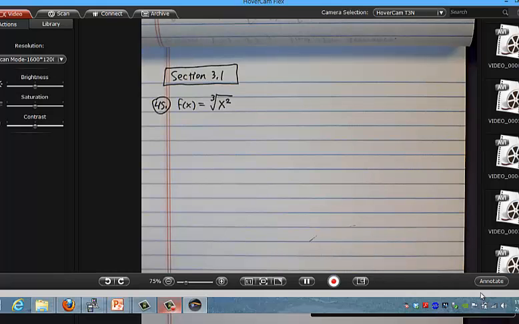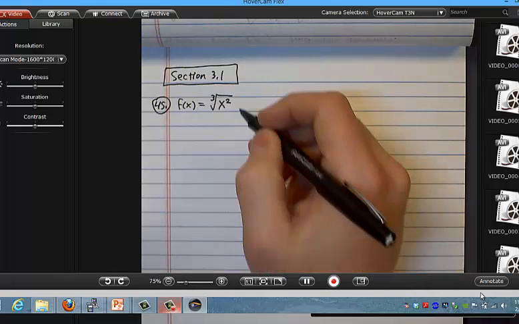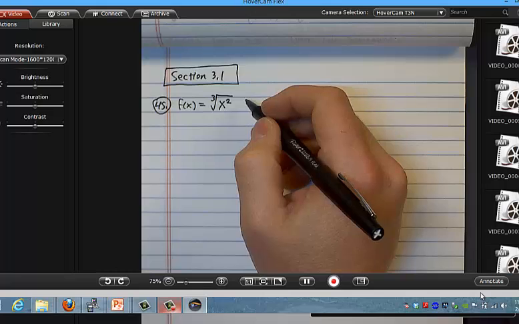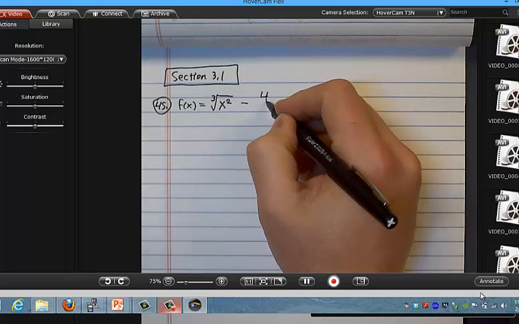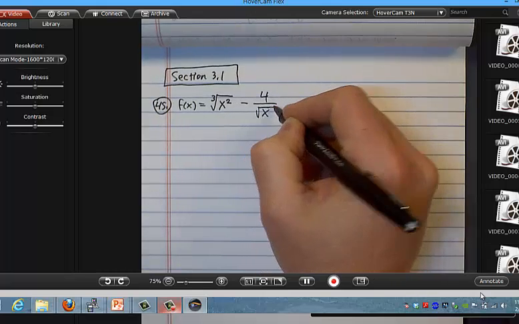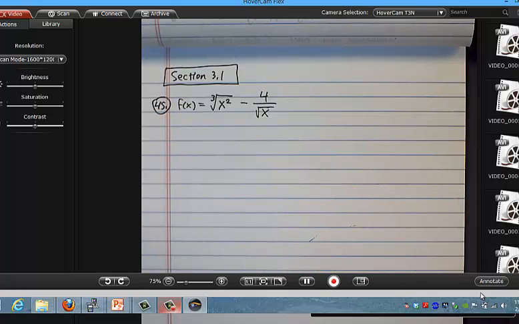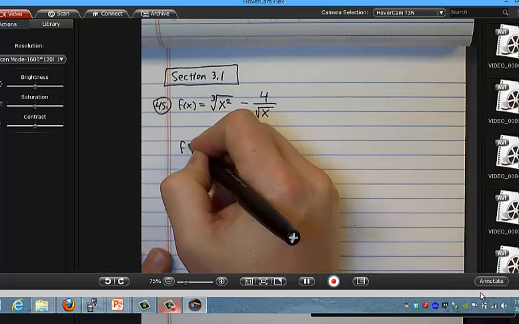Okay, so f of x is the cube root of x squared minus 4 over the square root of x, and I'm supposed to find the derivative. A lot of times when you have to find the derivative, the first step is to rewrite the function, because the way it's written right now, it's hard for me to work with. I'm going to rewrite it using exponents.